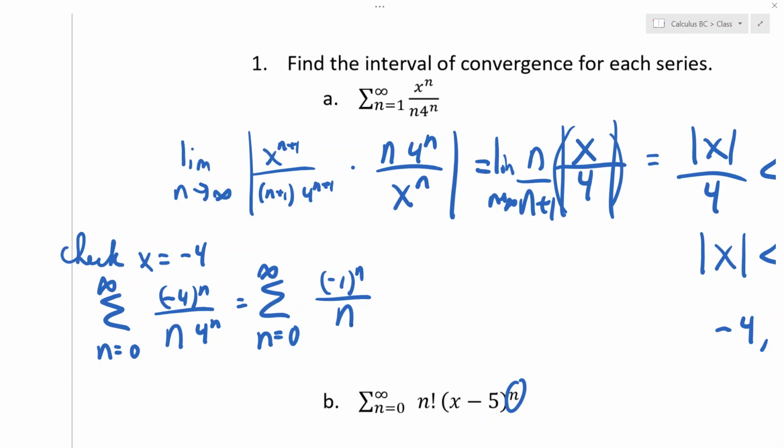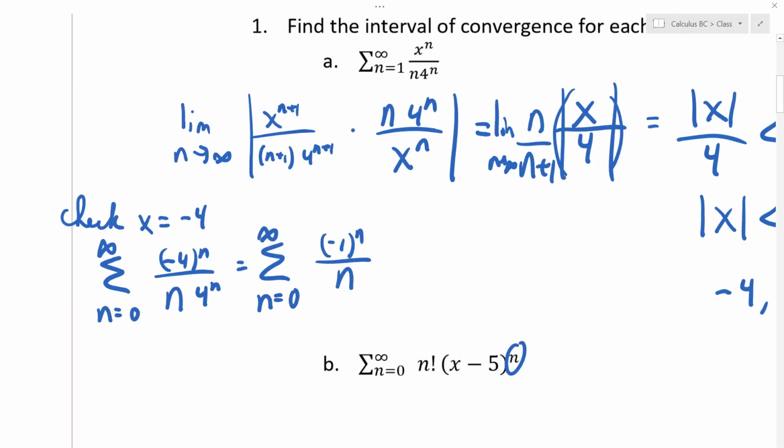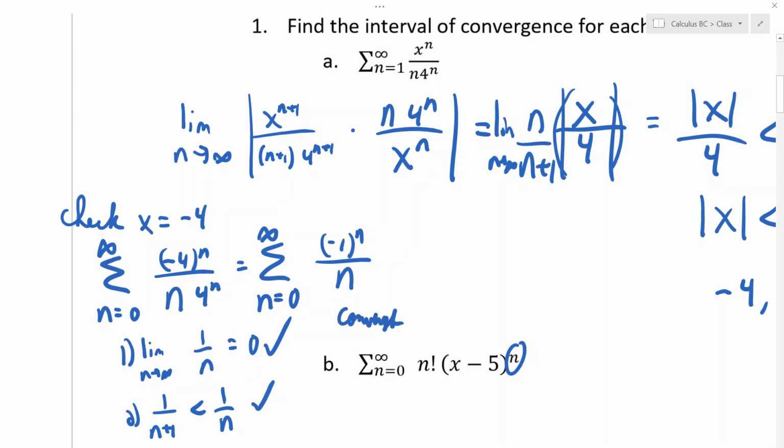What's that series going to do? Converge by alternating series test. But you've got to show that. So under there, I'm going to write 1. The limit as n goes to infinity of 1 over n is 0. Check. 2. 1 over n plus 1 is most definitely less than 1 over n. So this converges by alternating series test. Okay?